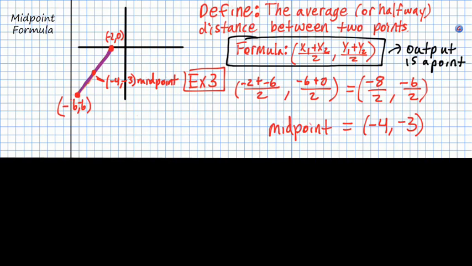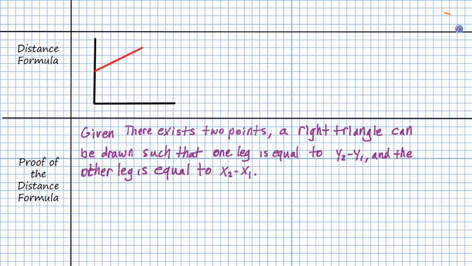Alright, and then finally let's talk about the distance formula. So we've got the midpoint formula, we have our slope, which should be really familiar, and now let's talk about distance. So I want to find the distance between 2 points, or in other words, I want to find the length of the segment.